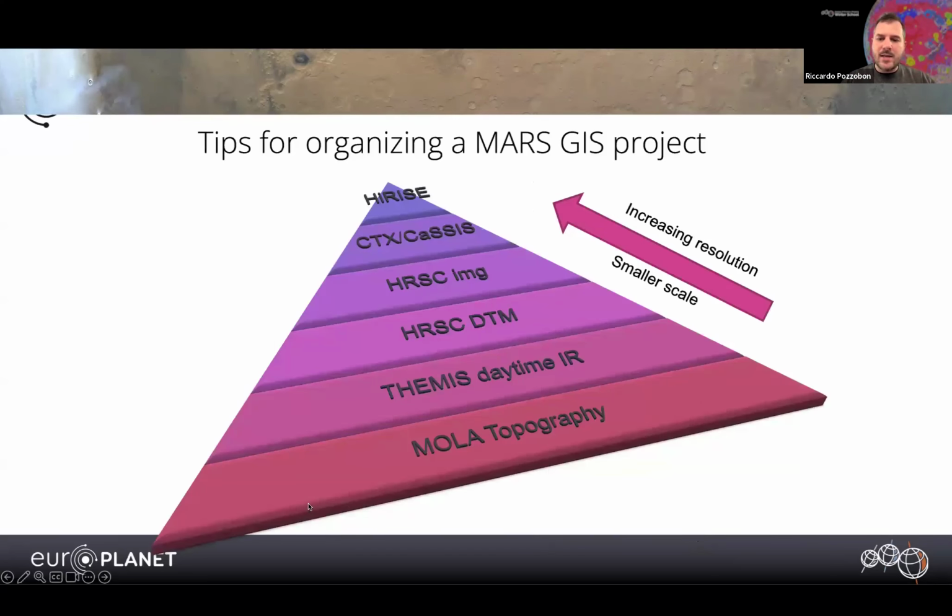And this is how we organize our data most of the time. We get a base layer of low resolution with a broad topography. Then we get some image data or thermal data at a similar resolution. And then we increase the resolution in a pyramidal way.